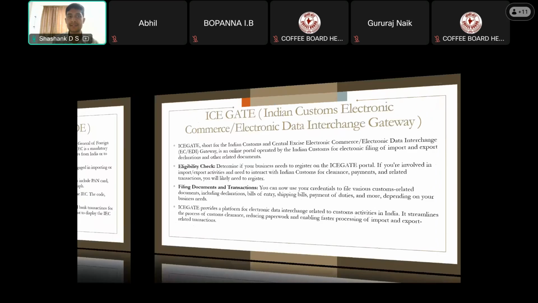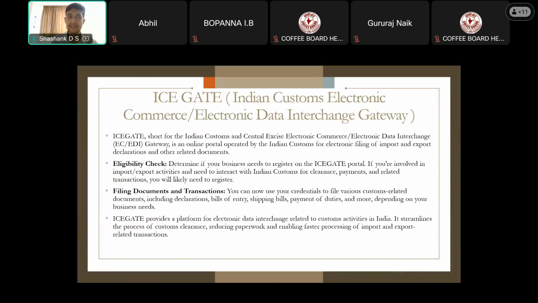After availing IEC, the next step is ICEGATE registration. This is essential for customs clearance. So in case of export or import, we will have to undergo compliances with the customs department for discharging customs duty and GST in case of imports. This is the website which will take care of the customs clearances and the discharge of the necessary duties like GST and customs. We will have to have an account with ICEGATE, which is an online account.